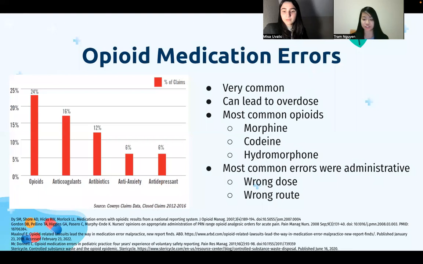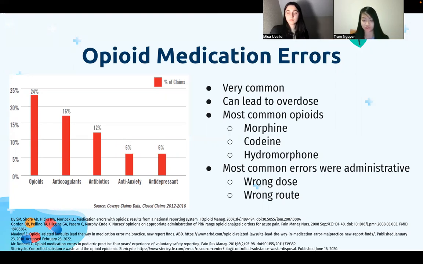Opioid medication errors are a very common medication error, and they can lead to overdose in a patient. This also increases the risk of opioid dependence in the patient, as opioids are also given on an as-needed basis for pain. The most common opioids given are morphine, codeine, and hydromorphone. The most common errors were administrative, such as ordering or giving the wrong dose of the medication or giving the medication in the wrong route.